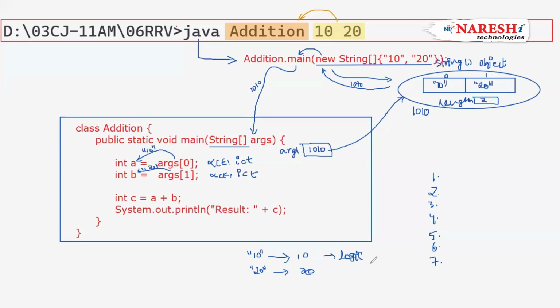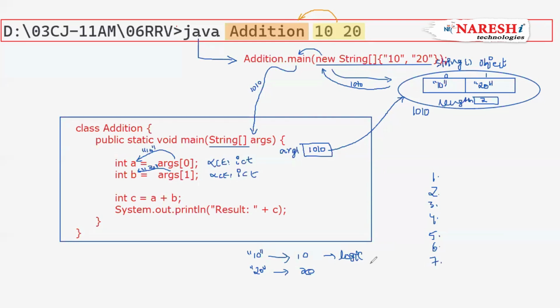Come on. Byte class contains which method? parseByte. Short class contains parseShort. Integer class, parseInt. Long class, parseLong. Float class, parseFloat. Double class, parseDouble. Character class?